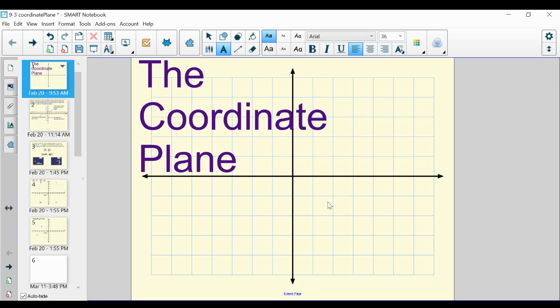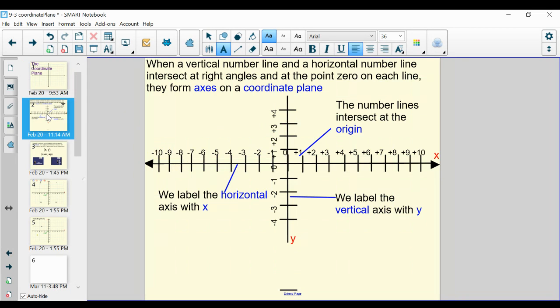Today I'm going to quickly review with you the coordinate plane and what we learned about that in Module 3. So looking at this, remember the coordinate plane is formed when a vertical number line and a horizontal number line intersect at right angles. And here they're going to have the origin right here in the middle. The horizontal number line is going to be X and the vertical number line is going to be Y.